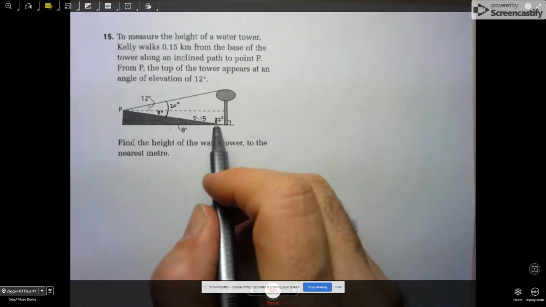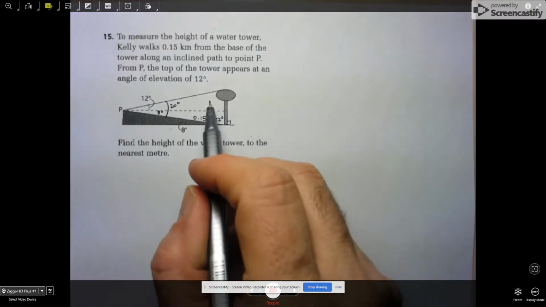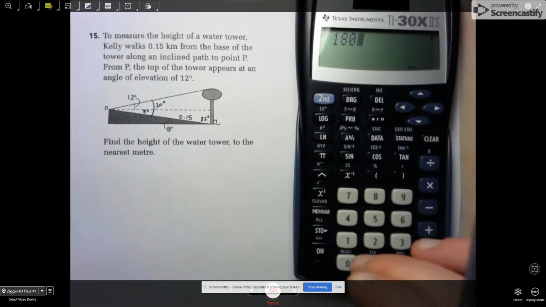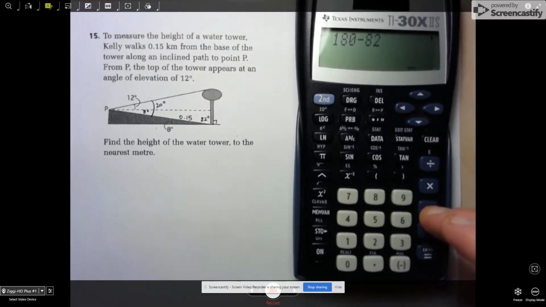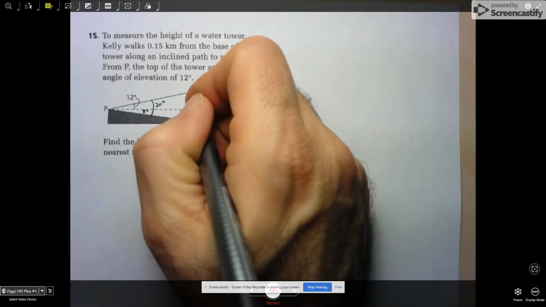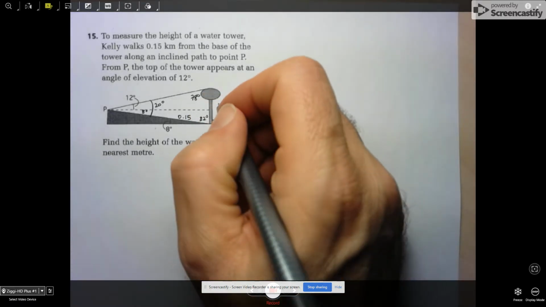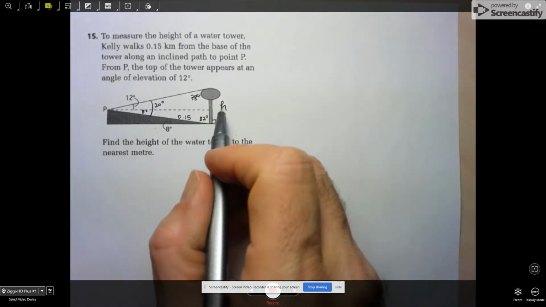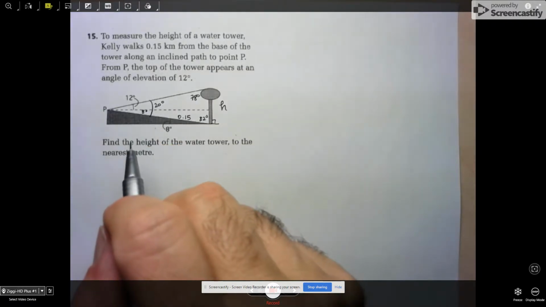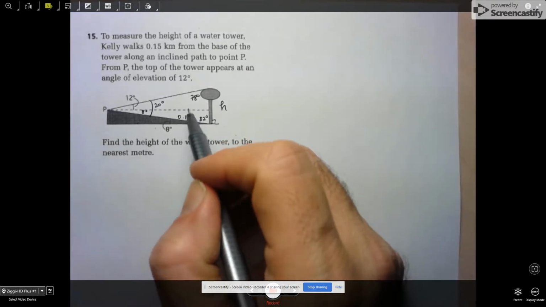And lo and behold, we have two angles in this big triangle, so that means we can find the third, which we need to work with the 0.15. So let's do 180 minus 82 minus 20, which is 78 degrees. So this angle here is 78 degrees. Now we have enough information to solve the problem because we're looking for the height of the water tower, so we're looking for this side. We know its opposite angle. And of course, what's necessary to be able to use the sine law is that we know this side and its opposite angle.